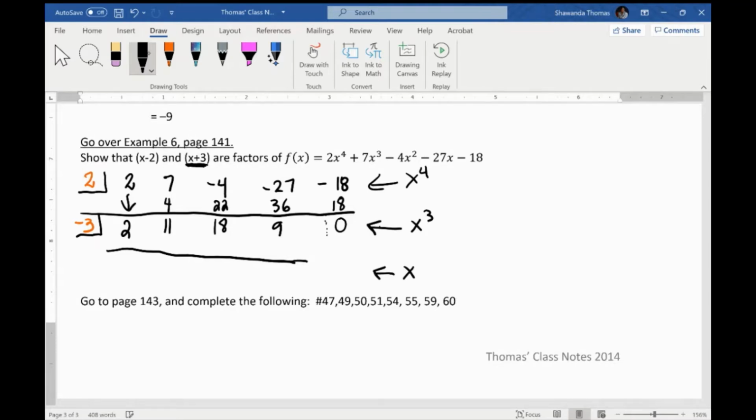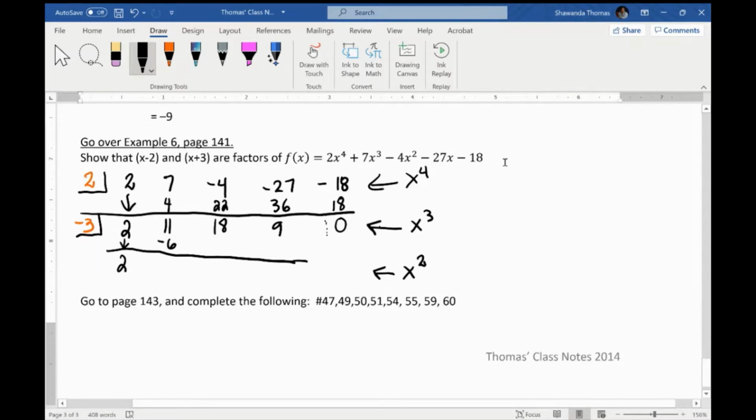Now, we can deal with x squared better than x cubed. So let's try to get to x squared as much as possible. So we're going to drop that first 2. What's the next number? Negative 6. Yep. Now, how would I know we did it right? What should be the last number? 0. If we don't get 0, we know we didn't do it right, because they basically told us that x plus 3 is a factor.